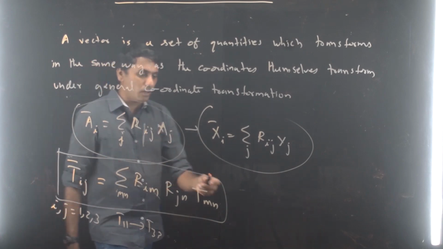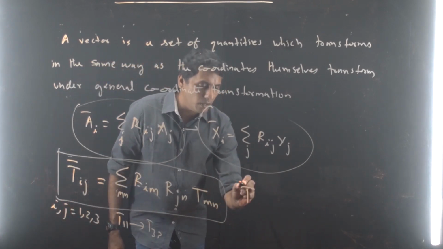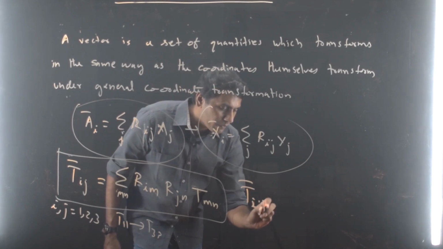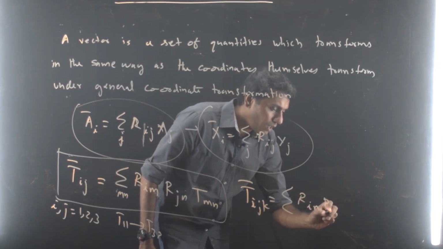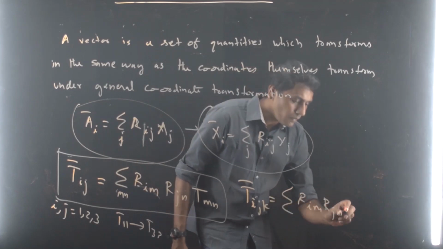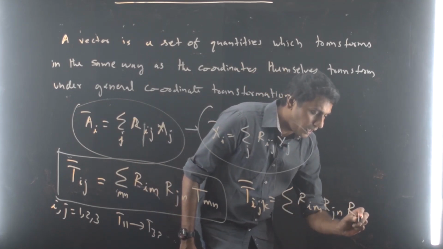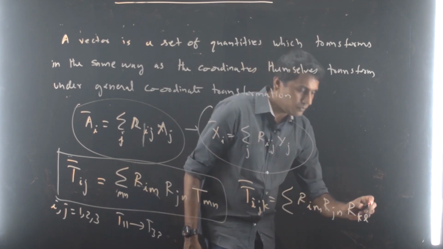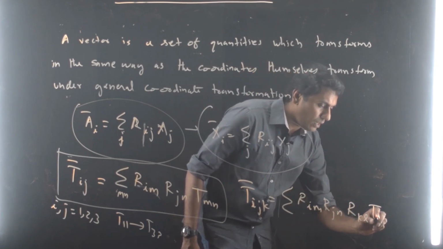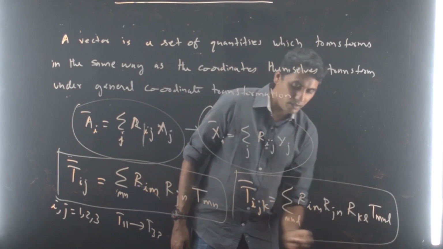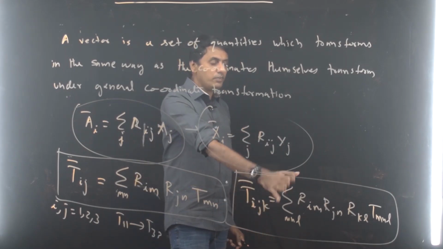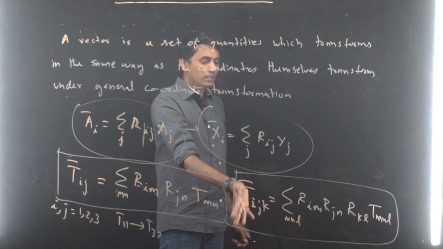Similarly, if you have a third rank tensor, how does this transform? It will be T bar ijk, which will be equal to summation R_im R_jn R_kl T_mnl, a summation over m, n, l. This is the way a third rank tensor transforms. If T_ijk is a third rank tensor, then this is the way it transforms. Now we will do an example. With that, things will be more clear to you.